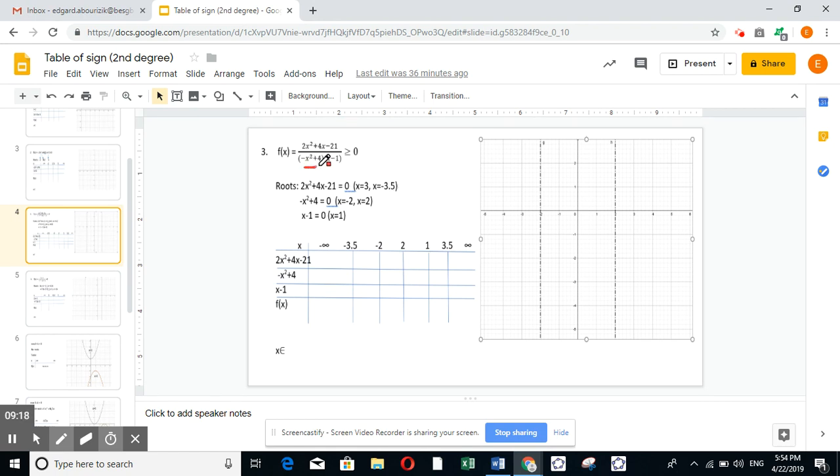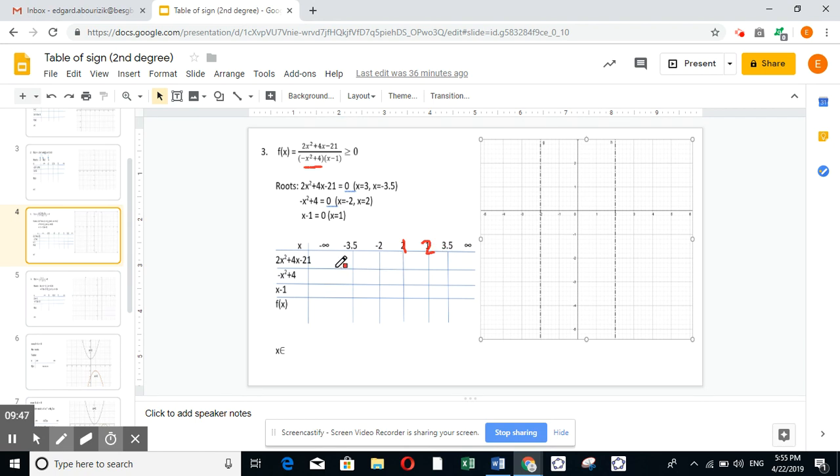Here, for this one, second degree, no need to use the calculator, because if you equate it, minus x squared equal minus 4, so you have plus or minus 2. And x minus 1, the root here is 1. So we put all the roots from the lowest to the biggest. So the lowest is minus 3.5, then you have the minus 2, then you have the 1, then you have the 2, then the last one is 3.5.